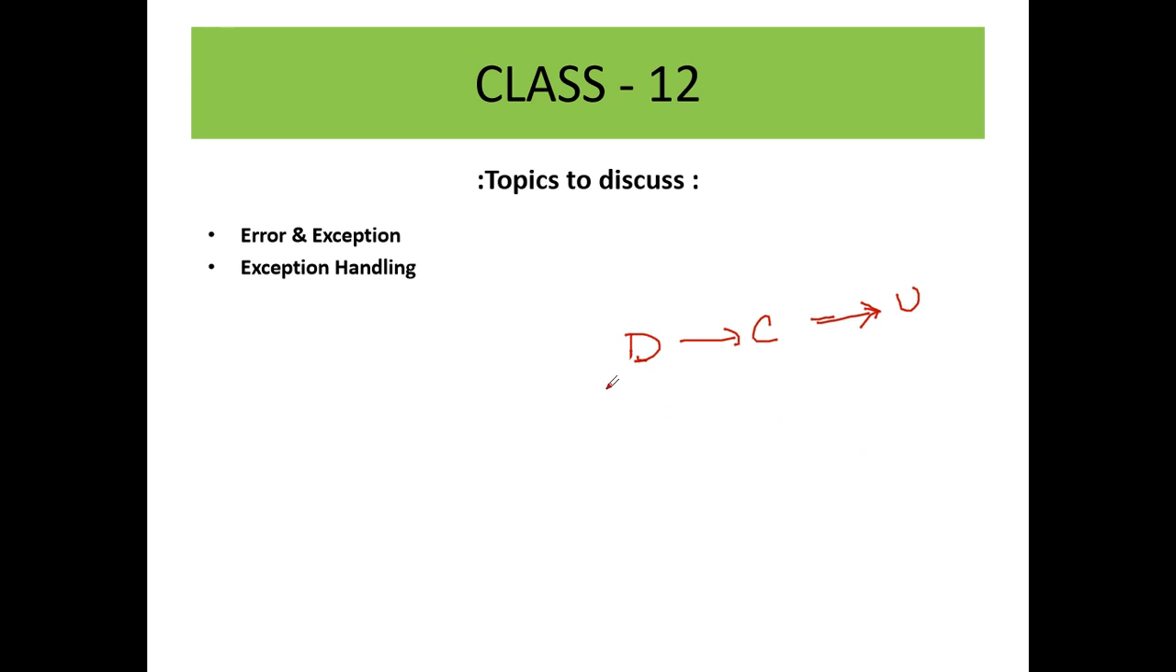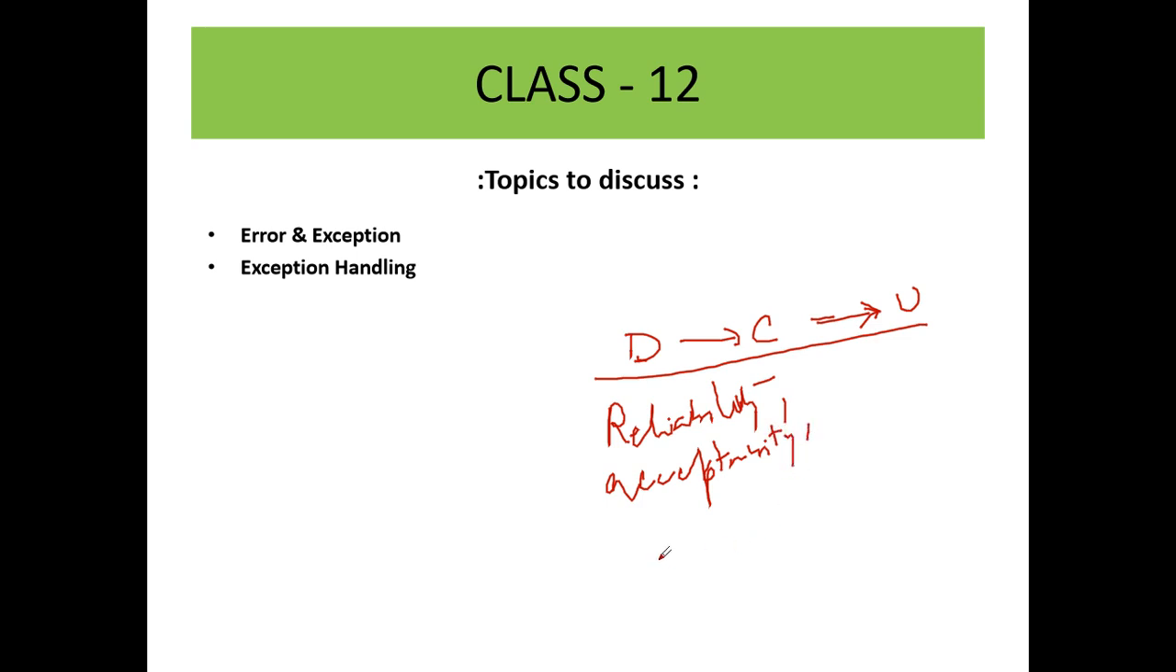Now here comes a factor called reliability, and acceptability. These are all terms from software engineering, quality assurance. So reliability, acceptability, then consistency. These are all terms which make an application a good application for the user.